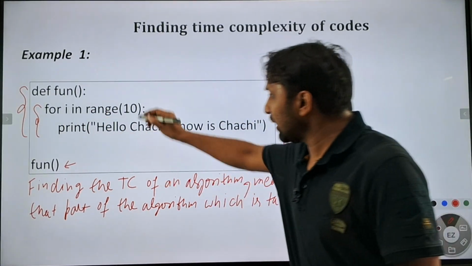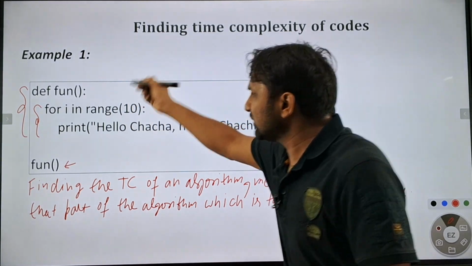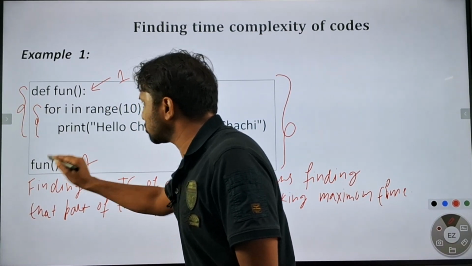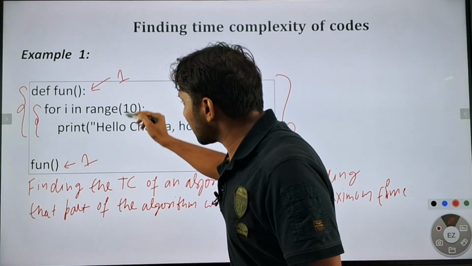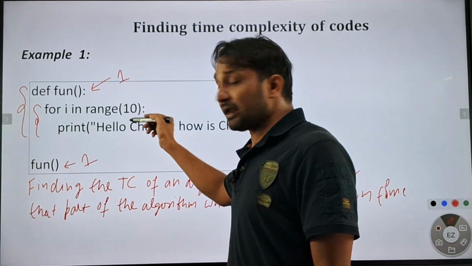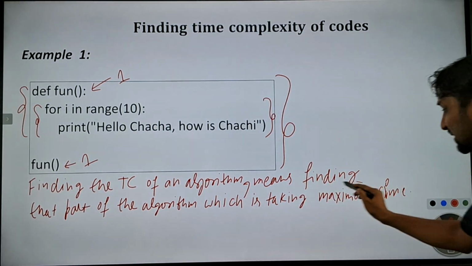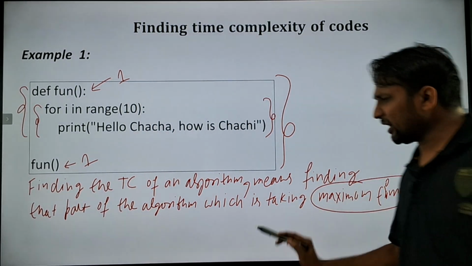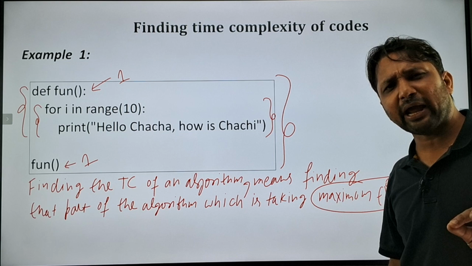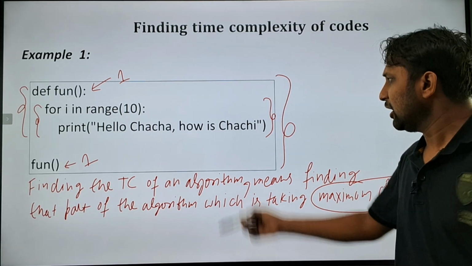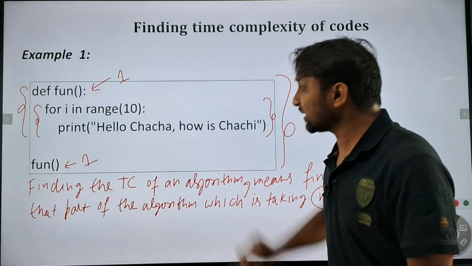This loop will execute again and again and again. Other parts will execute one time. This statement will execute one time. This statement will execute one time. Only this part will keep executing 10 times in this case. Okay, so this is the part which is executing maximum time. So we need to find out, that's it, which part is taking maximum time. That will decide the time complexity of an algorithm. Fine. So here this loop is taking maximum time.